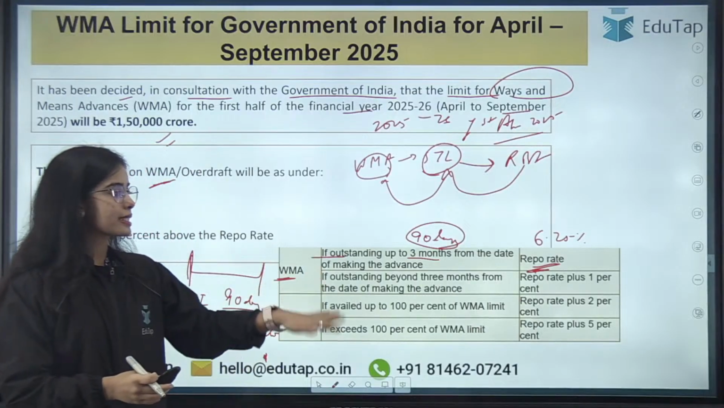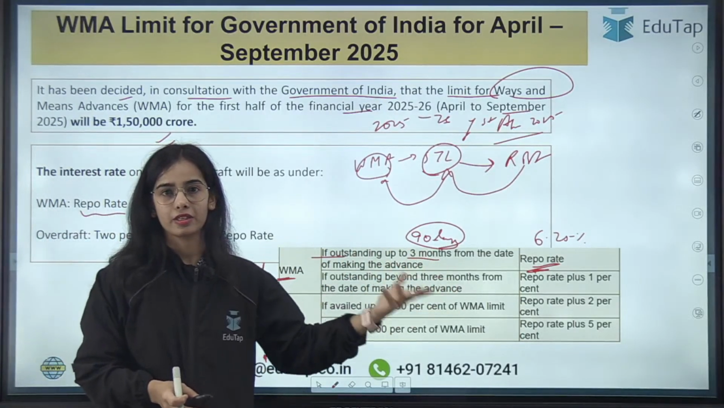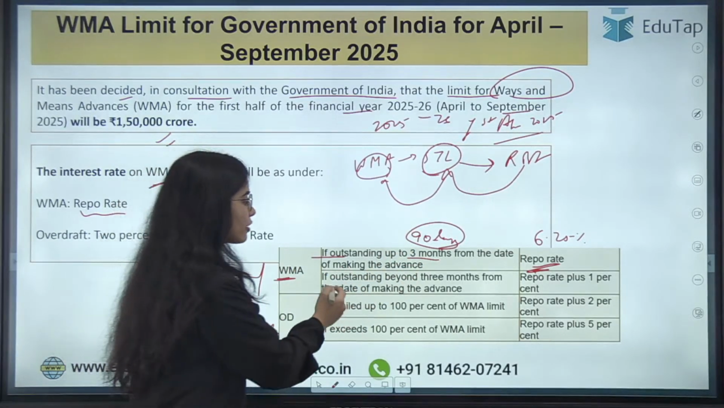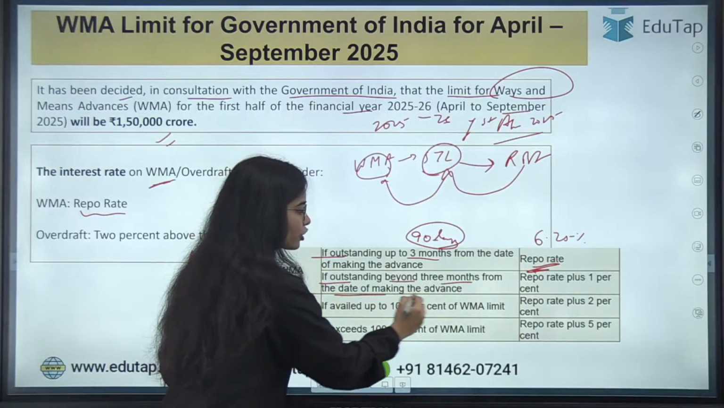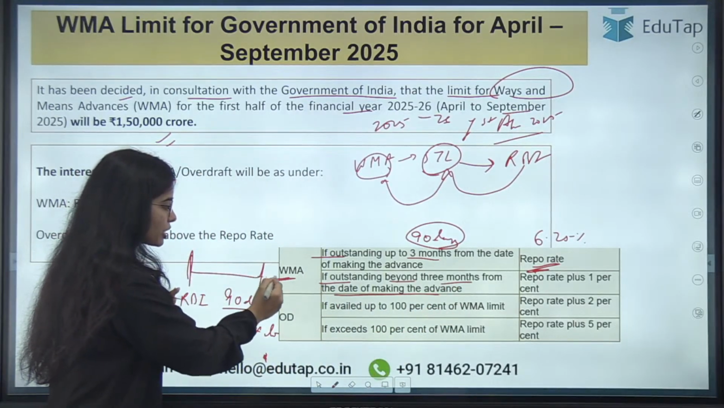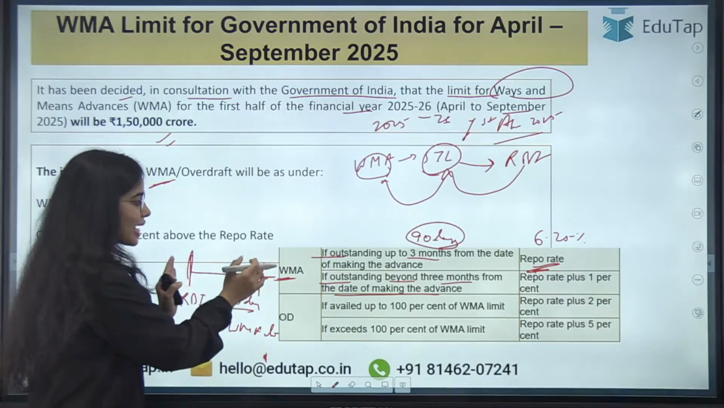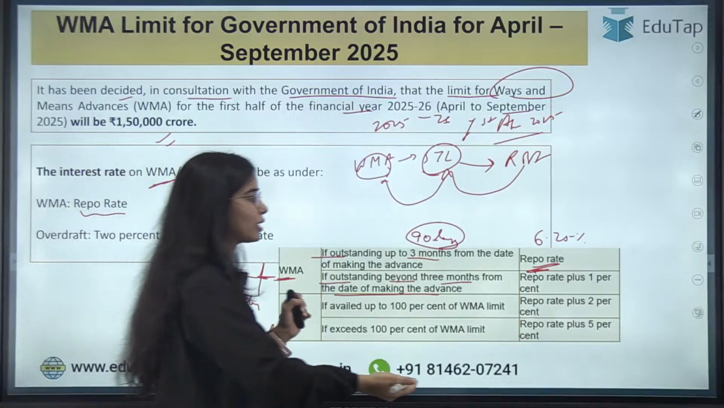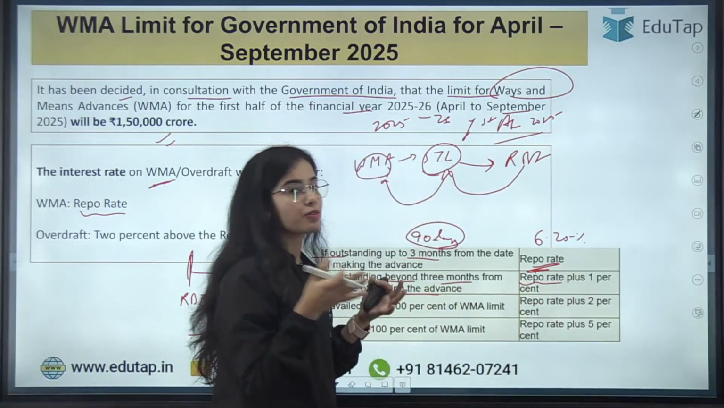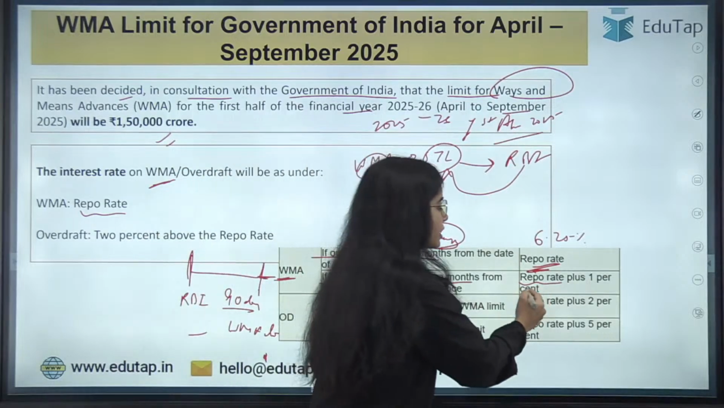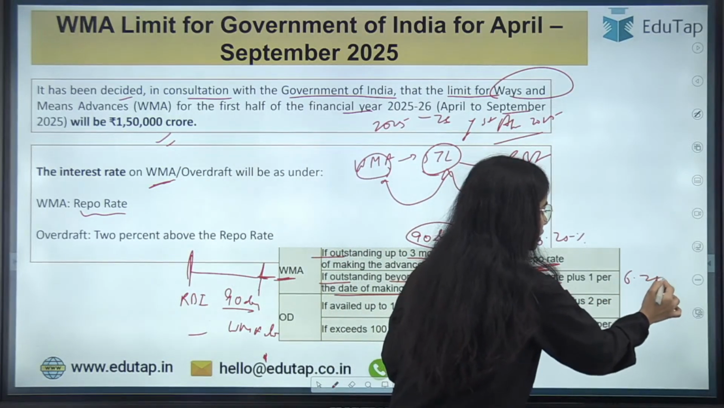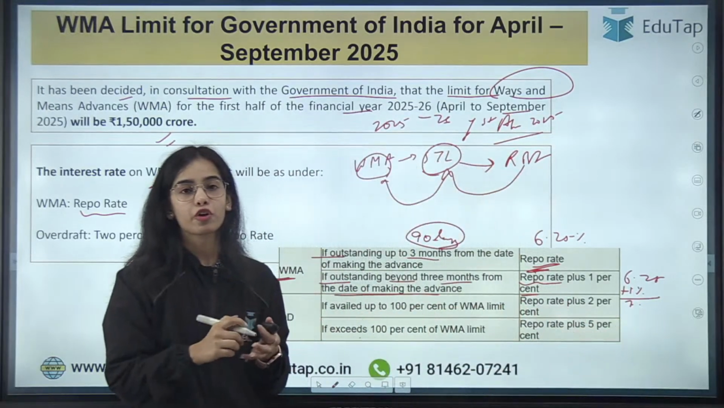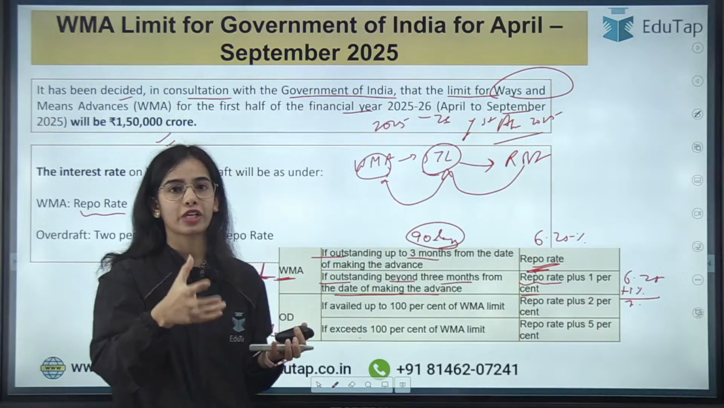Now if let's say the date is extended, that is the government is not able to repay the loan within 90 days. So if outstanding beyond 3 months from the date of making the advance, and they are extending the timeline, keeping the money for a longer period of time, then they will be charged for the extra time period the interest rate of repo rate plus 1%, that is 7.25% will be charged from them, okay, for the extended period of time for which they are keeping the money.